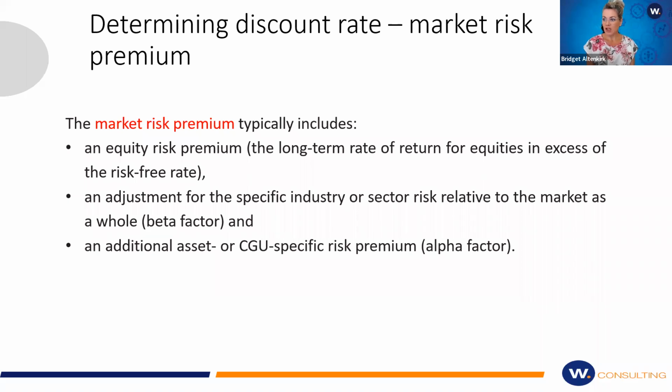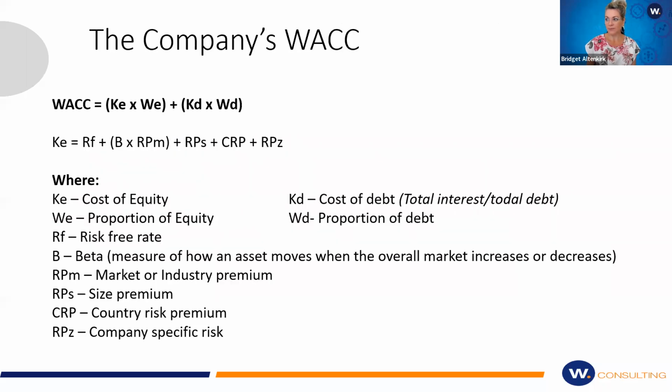There would also potentially need to be an adjustment for the particular sector or industry in which the entity operates, because that could be different to the rates obviously available for an entire country or an entire currency. And there could be additional asset or CGU risk premiums which need to be taken into account.